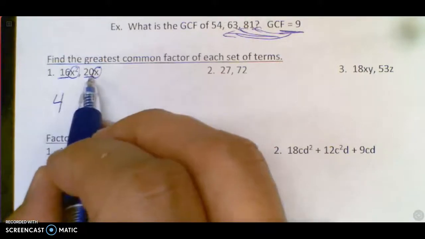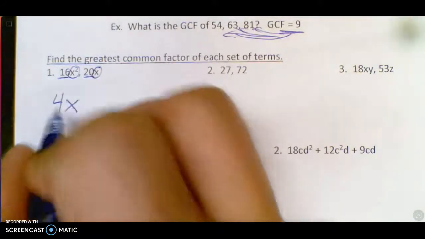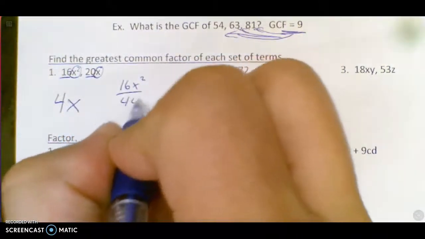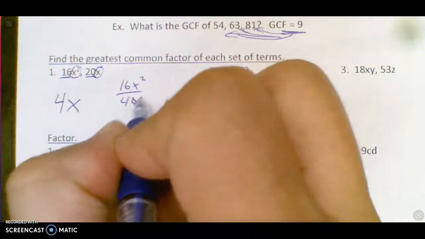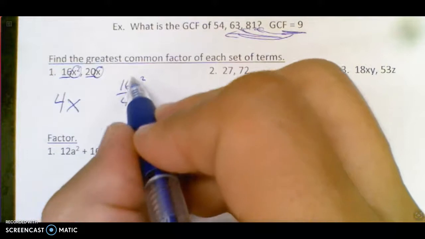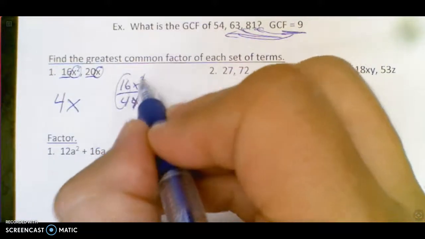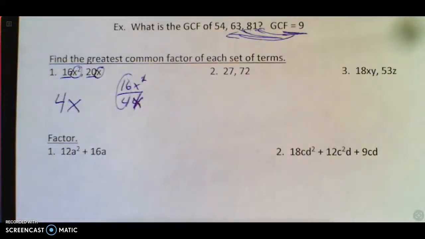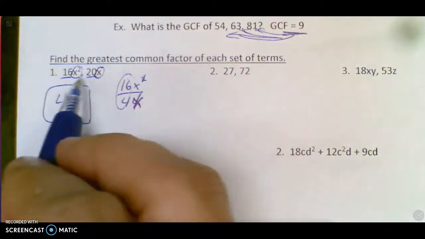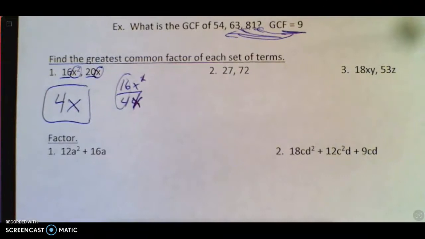What's the biggest one I can take out of both? I can take out an x. You can double check your work: if I took 16x squared over 4x, I can say, okay, 16 over 4 is 4. I can get a nice number there. I can kill off one of those x's. Sometimes people try to take too much away. You can't take the higher number, you have to take the lesser that they have in common.